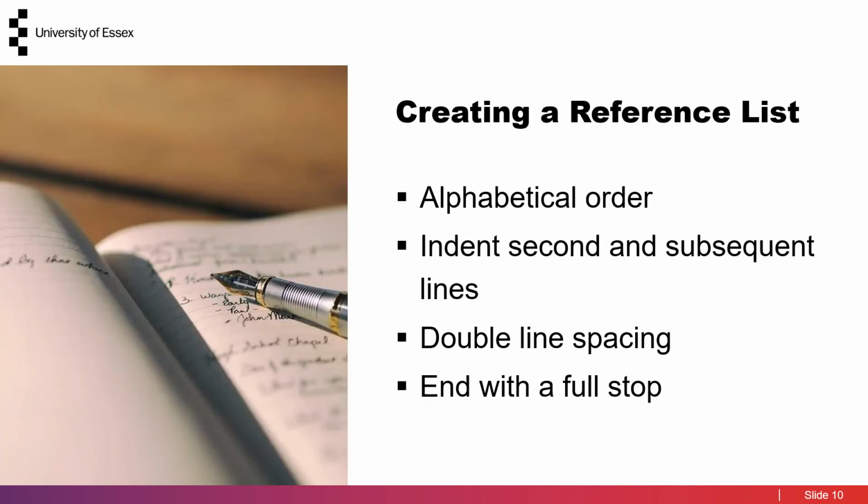The second part of APA referencing involves creating a reference list. This list appears at the end of your work and lists all of the sources cited in the main body of your text. The reference list should appear in alphabetical order by surname. Second and subsequent lines of each reference should be indented. There should be double spacing between different references, and each reference must end with a full stop unless the reference ends with a URL or a DOI.